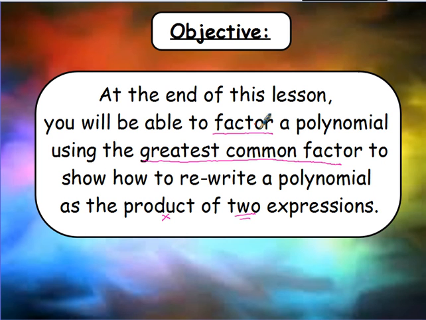This concludes our lesson. We are now able to factor a polynomial using the greatest common factor so that we can rewrite the polynomial as the product of two other expressions.